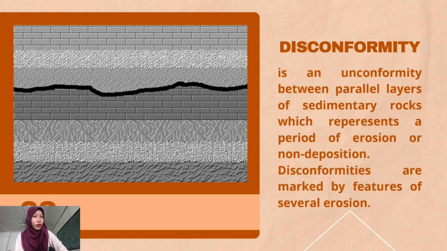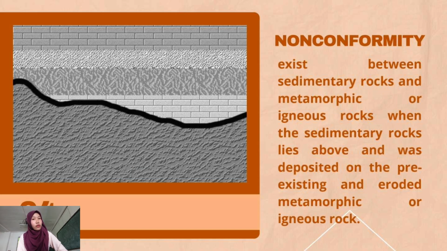Next is disconformity. It is an unconformity between parallel layers of sedimentary rocks which represents a period of erosion or non-deposition. These unconformities are marked by features of severe erosion. Next is non-conformity. It exists between sedimentary rocks and metamorphic or igneous rocks, when sedimentary rock lies above and was deposited on the pre-existing and eroded metamorphic or igneous rock.